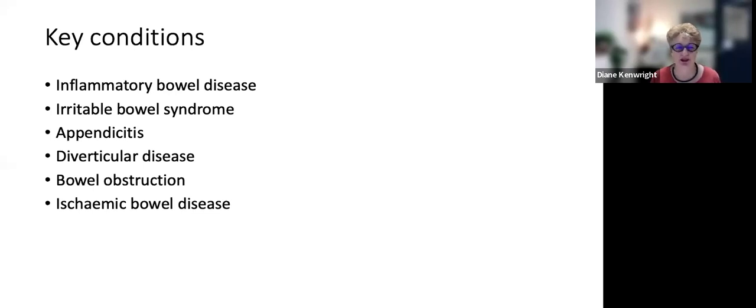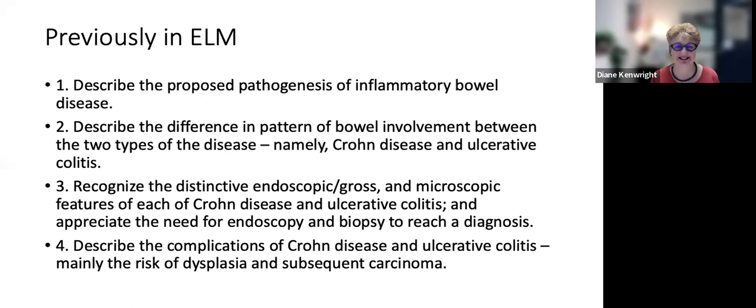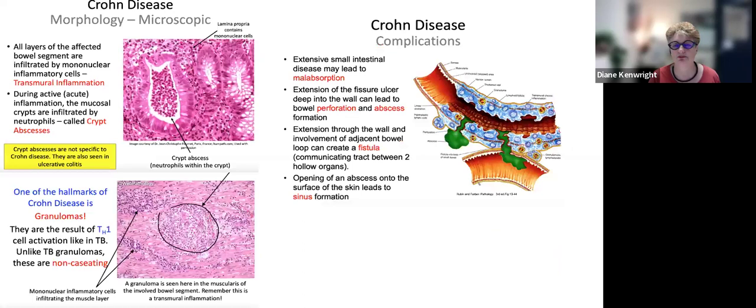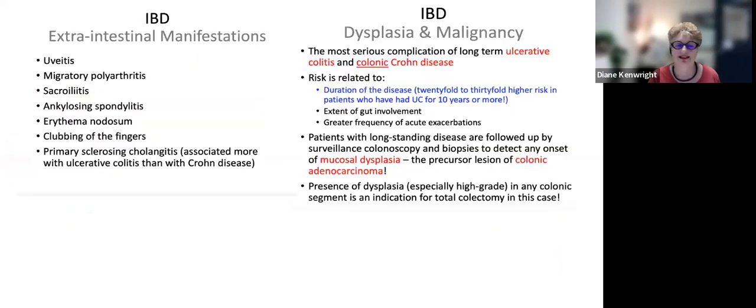I know that you have learned a lot previously about inflammatory bowel disease. These are your objectives from ELM, and you can see that Crohn's disease and ulcerative colitis were covered quite a lot. If we look at your slides, you covered the pathogenesis of Crohn's disease and inflammatory bowel disease in general. You covered the microscopic appearance of Crohn's disease and its complications. You covered the extraintestinal manifestations of inflammatory bowel disease and also discussed inflammatory bowel disease and malignancy.